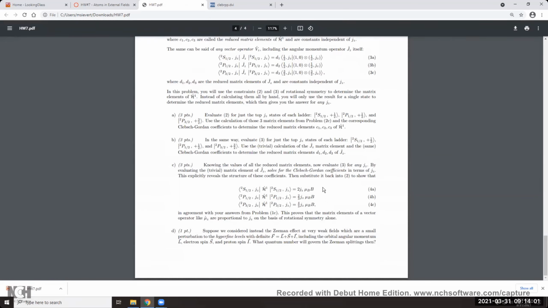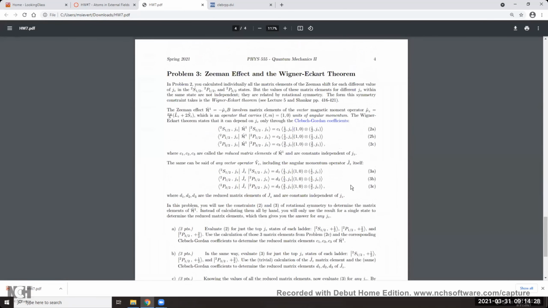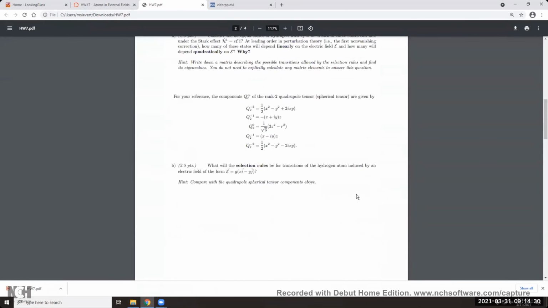This tells you that you could have just calculated one matrix element for each of the ladders, and then used the symmetry to know that they have to depend on JZ. And then the last part asks you to generalize the logic: what if we were thinking about the hyperfine levels, where it's not JZ but something else? How should these things depend on that? So not a lot of complicated math, but you need to take your time and work through it to make sure you understand what's going on. Any questions about homework 7?